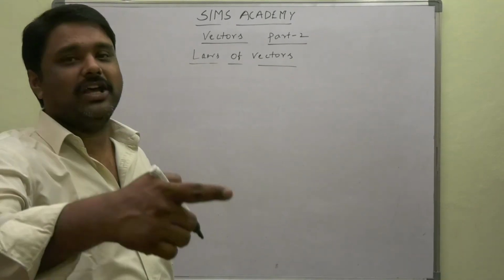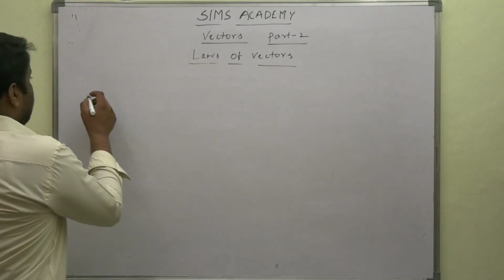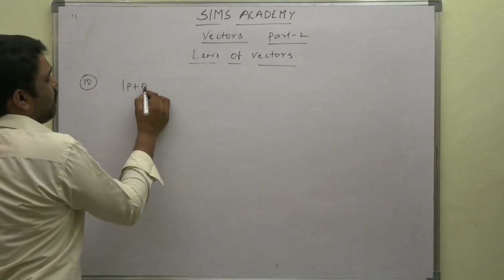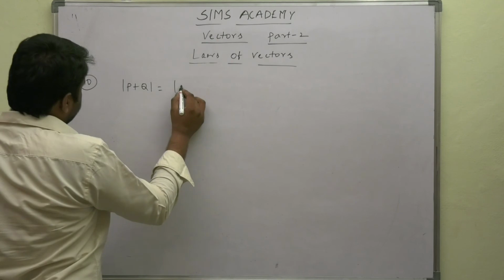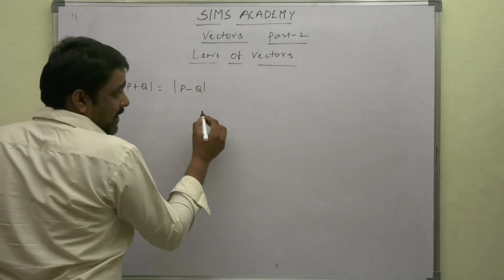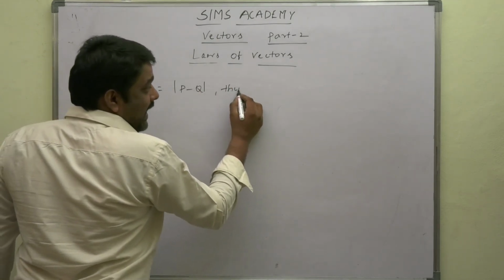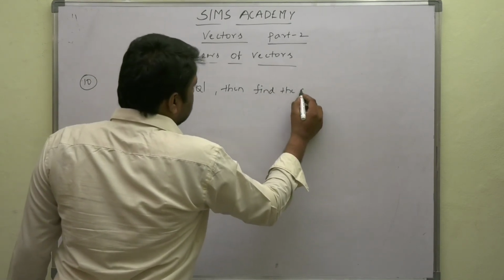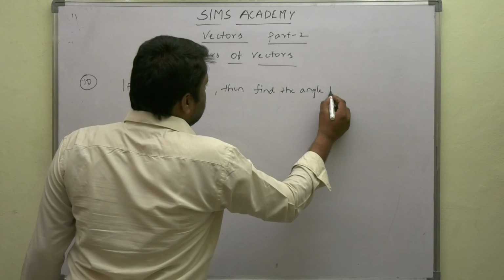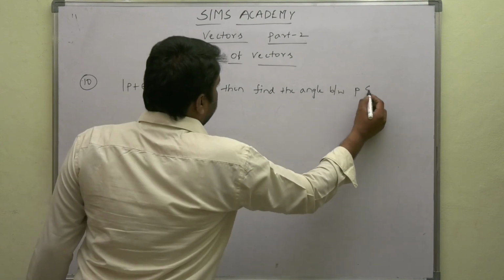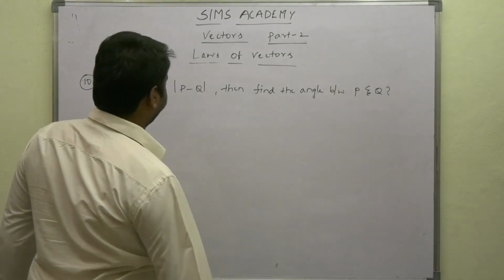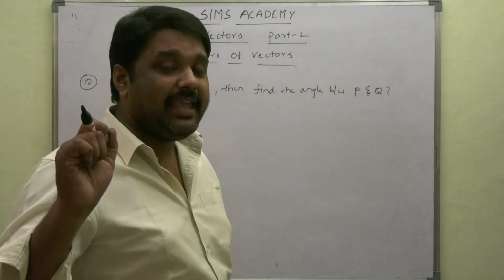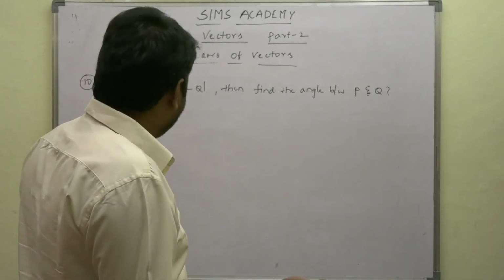Yeah, now let us move on to the next problem. That is the 10th one. If modulus of P plus Q equals modulus of P minus Q, then find the angle between P and Q. Find the angle between P and Q.